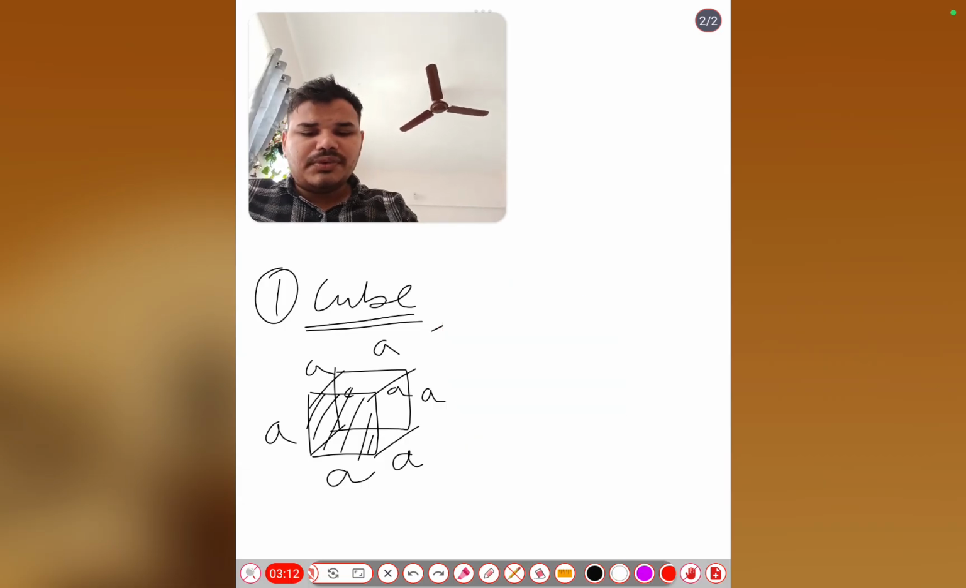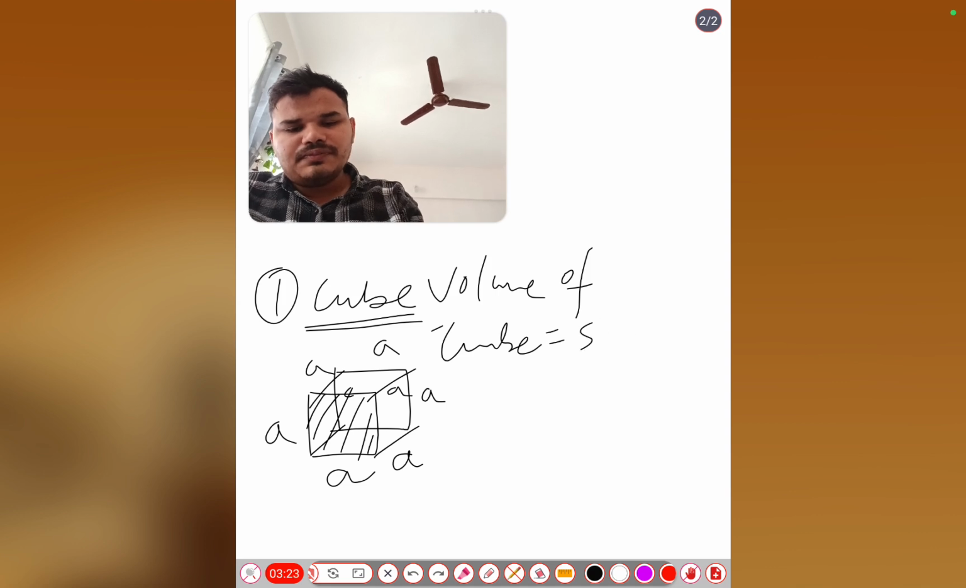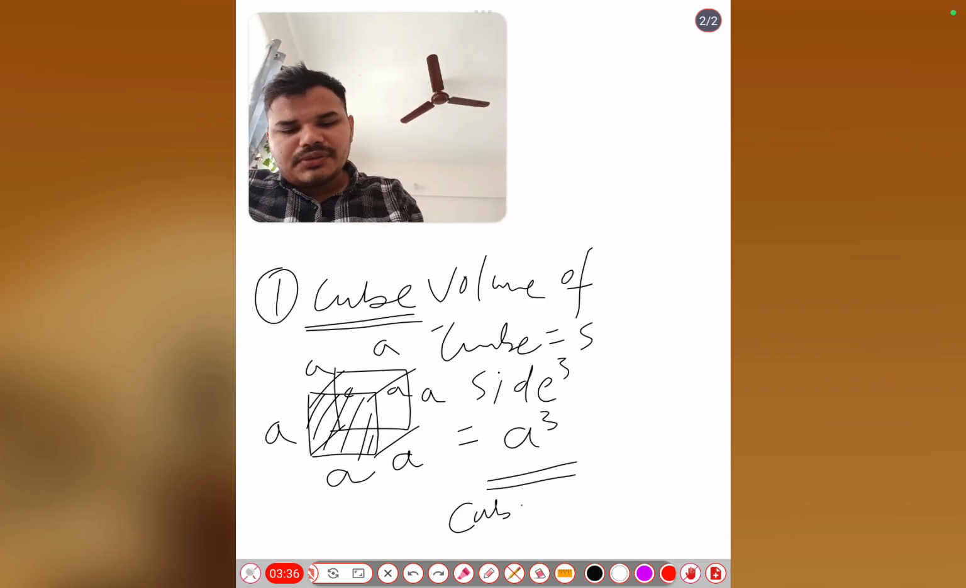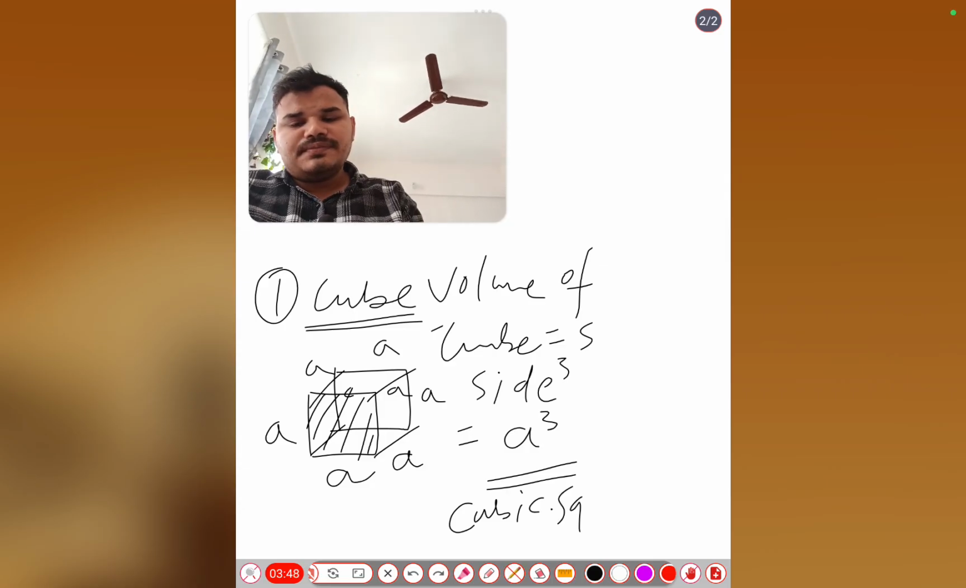Now we have one more thing, that is the volume. If you want to find out the volume of the cube, simply we take the side cube. Here the side is equal to a, so it is a cube, and the unit of volume is cubic units. If the centimeter is given, it becomes centimeter cube. If the meter is given, then it's meter cube. So that is all about the cube.